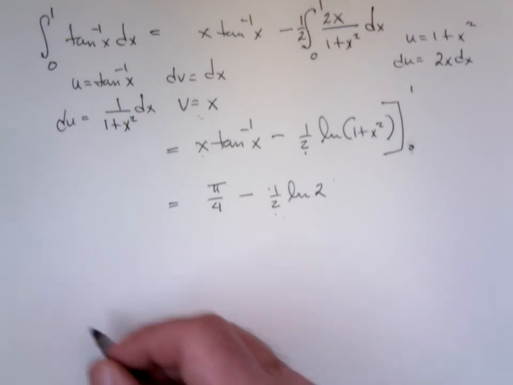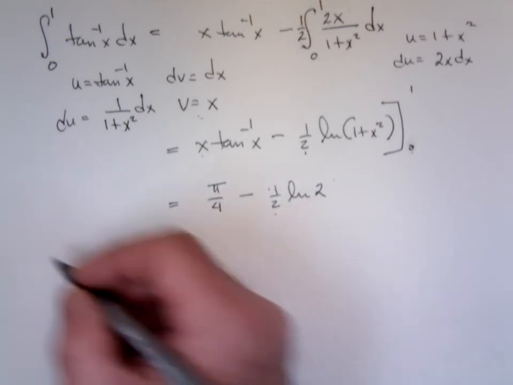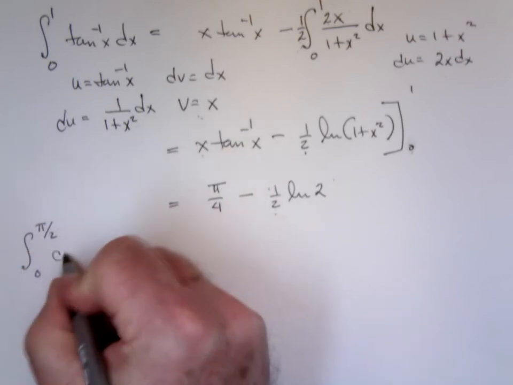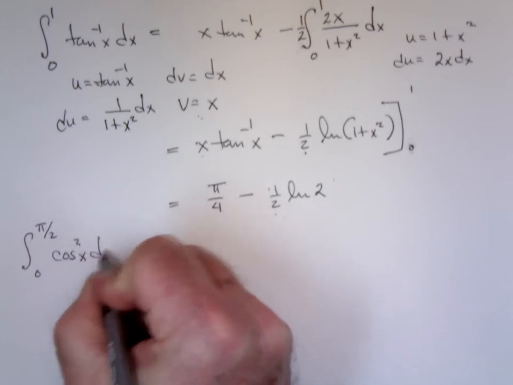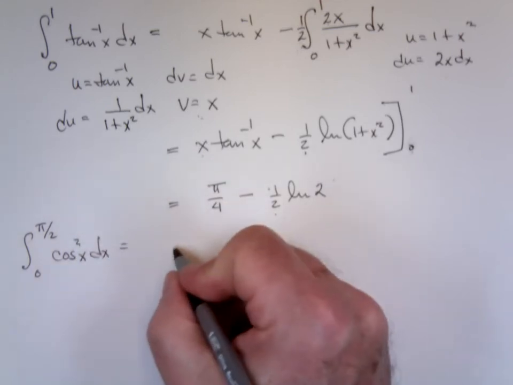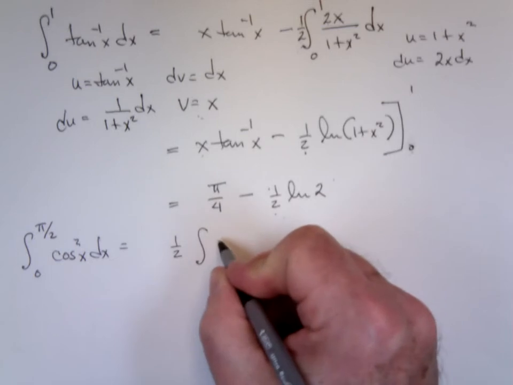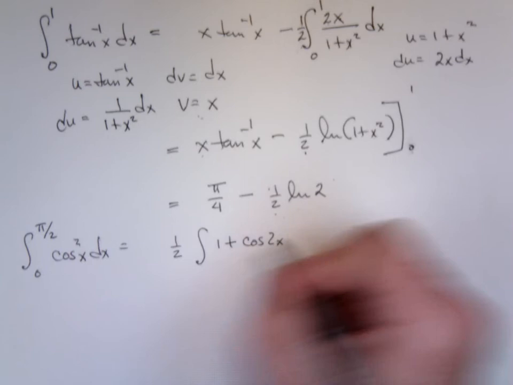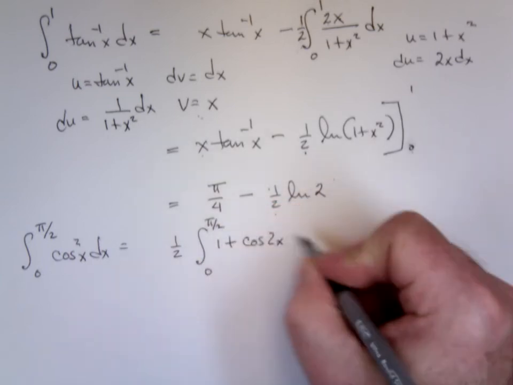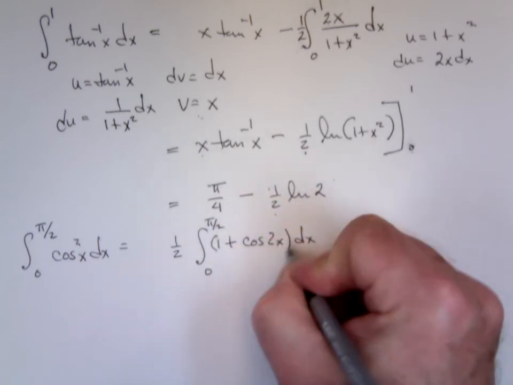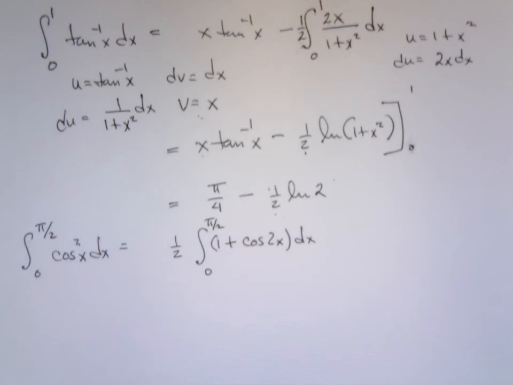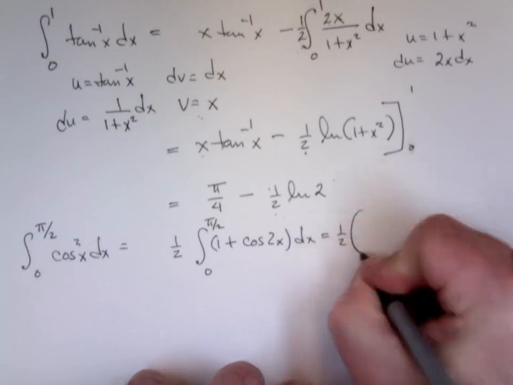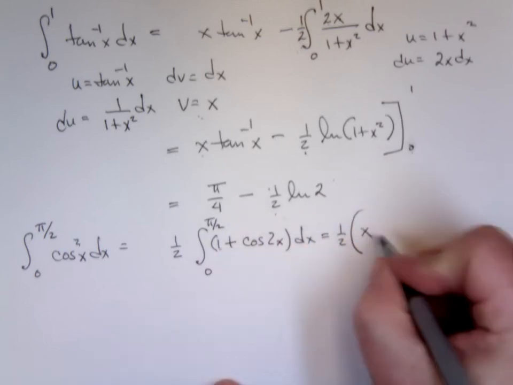Let's do number 4, the integral of cosine squared. To do the integral of cosine squared, we're going to use a half angle substitution. That's 1/2 the integral of 1 plus cosine 2x from 0 to pi over 2 dx. That's the half angle substitution for cosine squared. Well, let's integrate it. Integral of 1 dx is x.